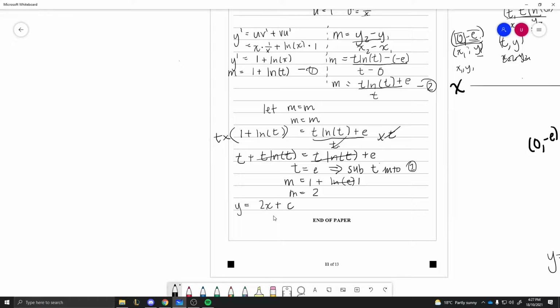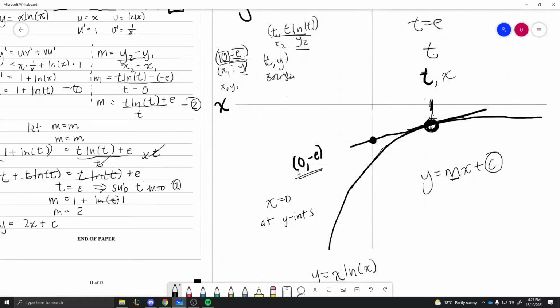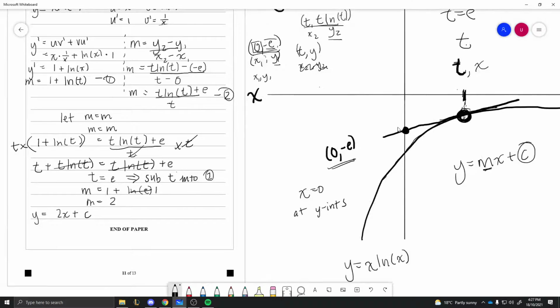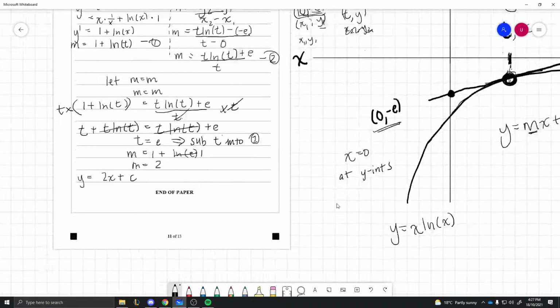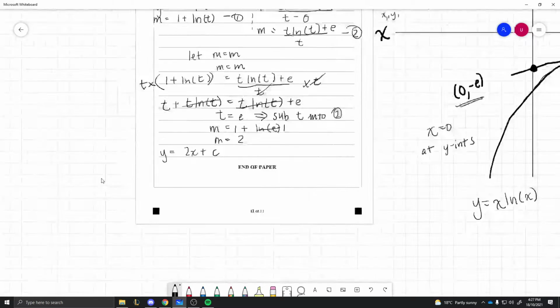And now it should be known that to find c, c is going to be your y-intercept in a straight line equation. But you know from the information provided that it crosses at 0, negative e, and this is a y-intercept because x equals 0 at y-intercepts. So that means your c is going to be equal to negative e. And you can prove this because you can substitute these values into the equation, because this is a valid point that the gradient passes through, so you should get a valid answer. By doing that and not using this y-intercept logic, I'll just continue below the paper.